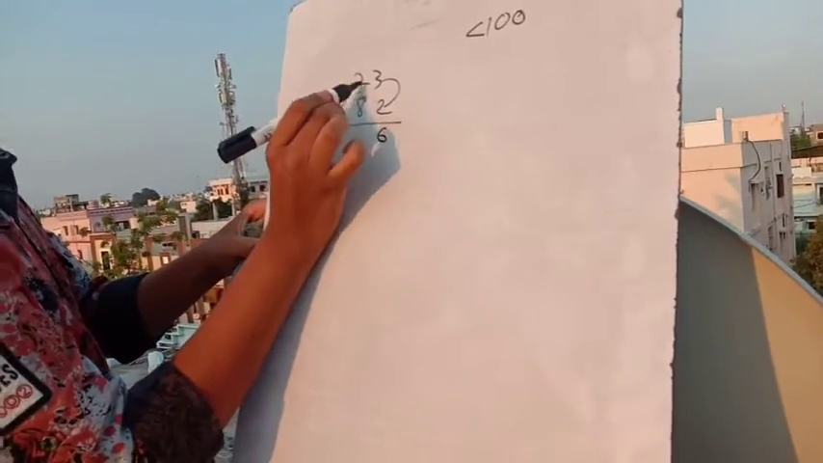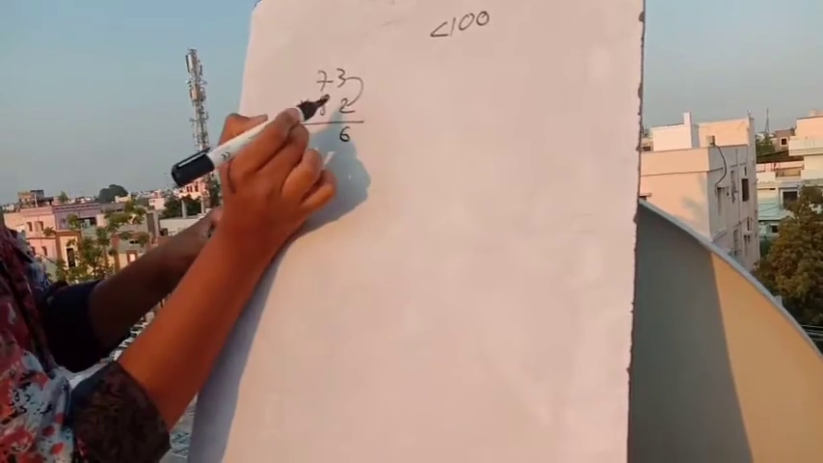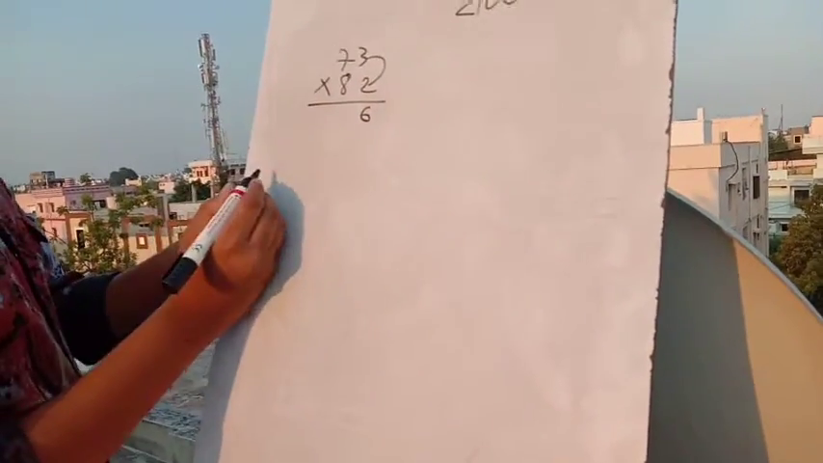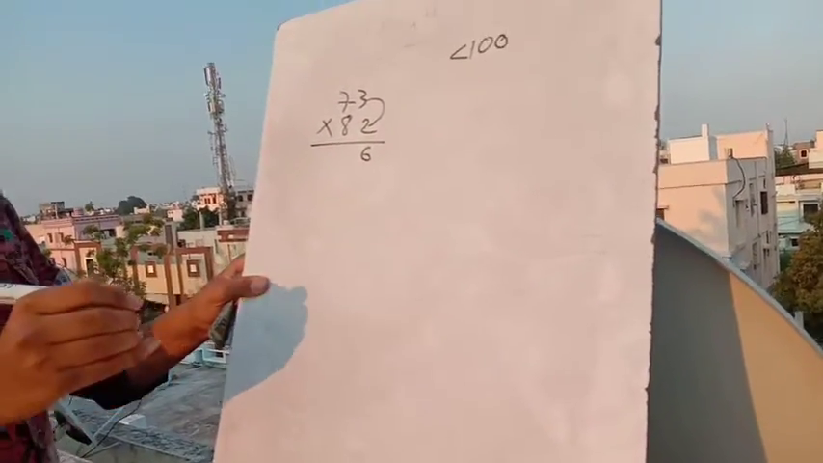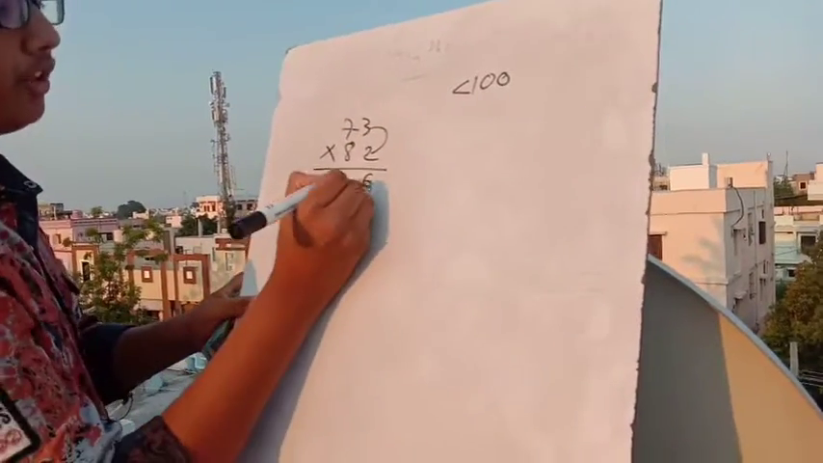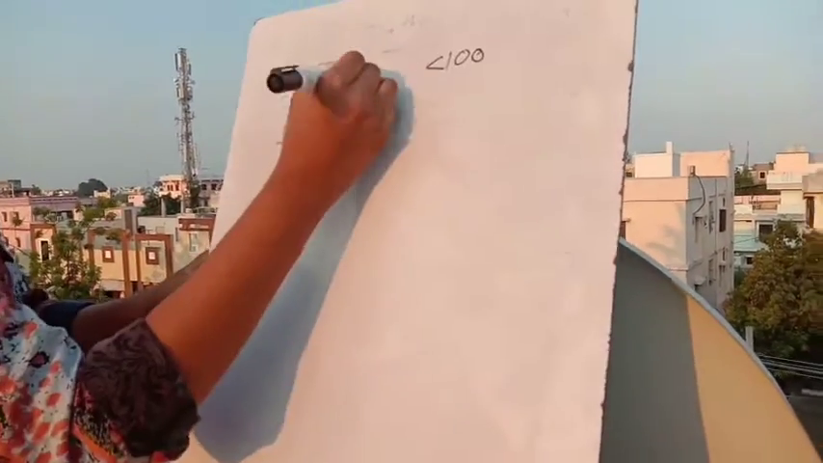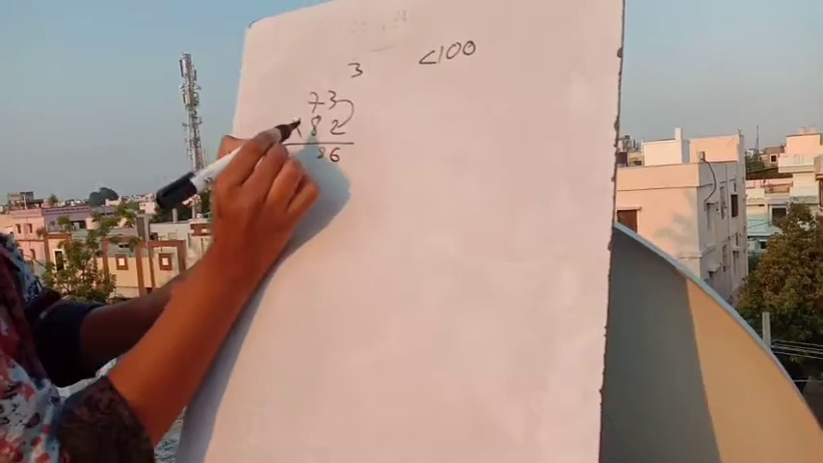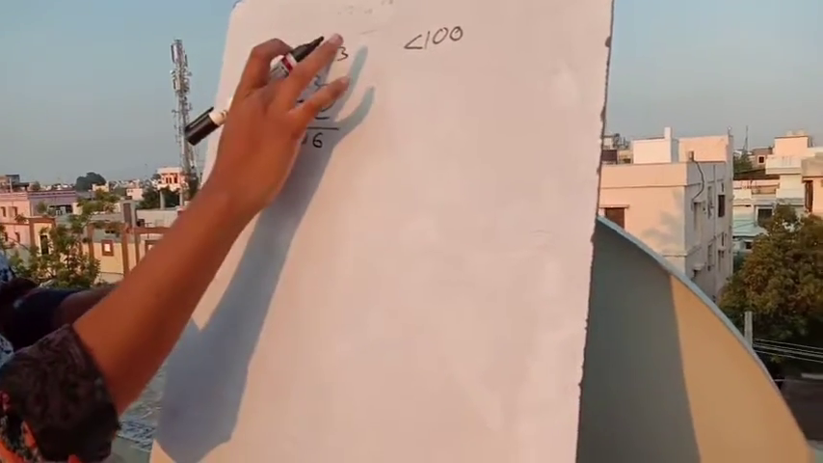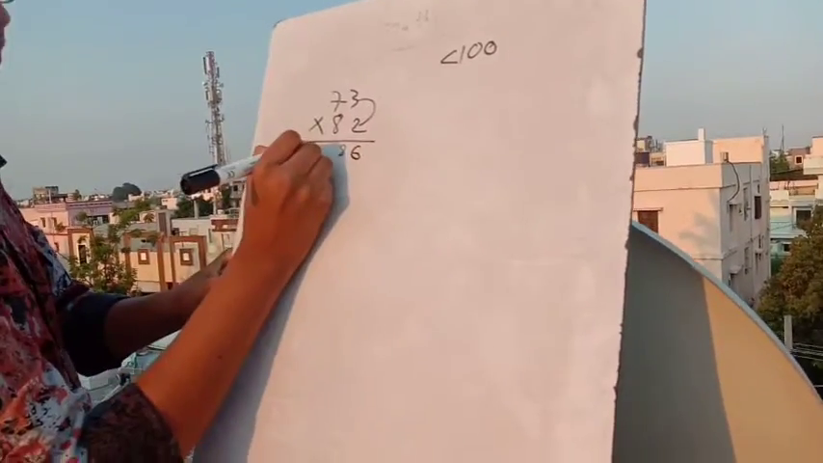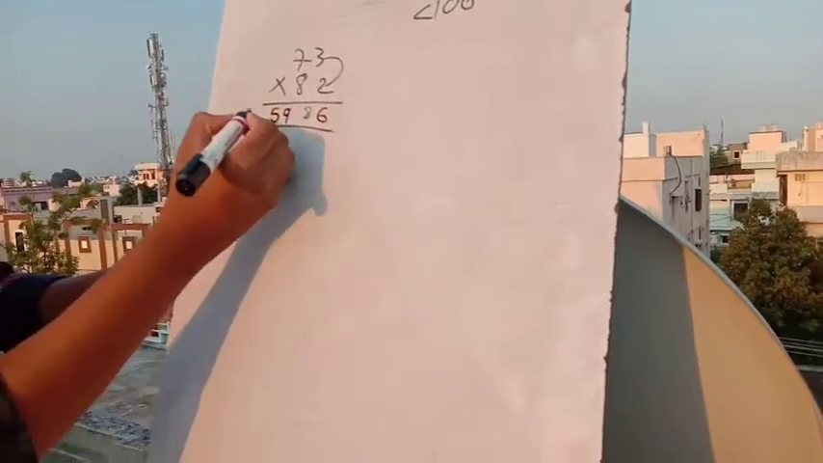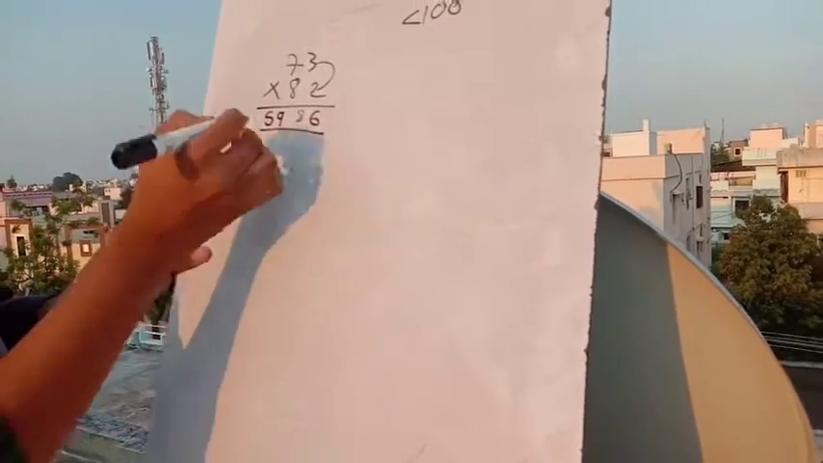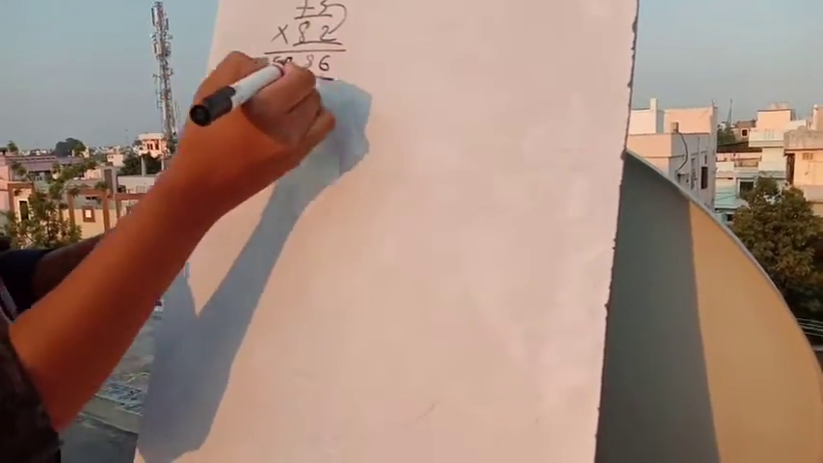Now we multiply these two and these two, and add them. 2 7s are 14 and 8 3s are 24. So 14 plus 24 is equal to 38. Now we take only 8 here, and leave the 3. Now 8 7s are 56. 56 plus 3 is 59. The answer is 5986. If we multiply 73 and 82, we get 5986.